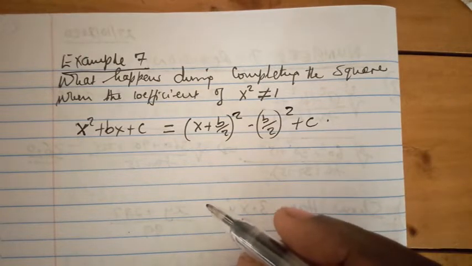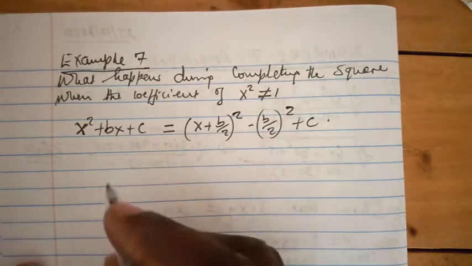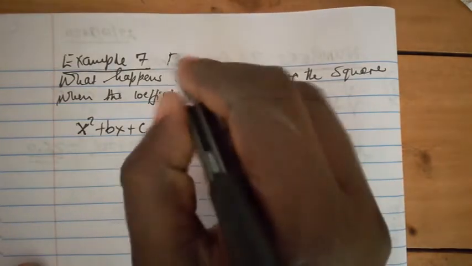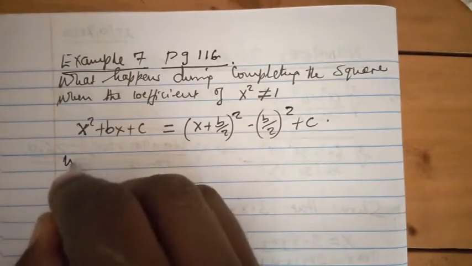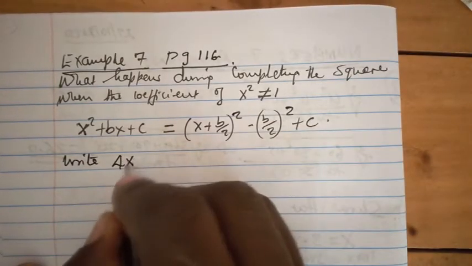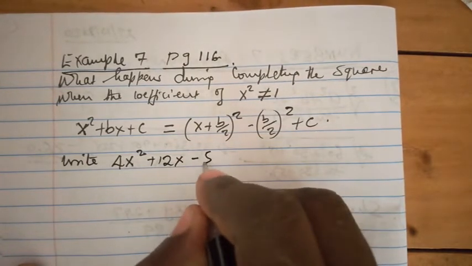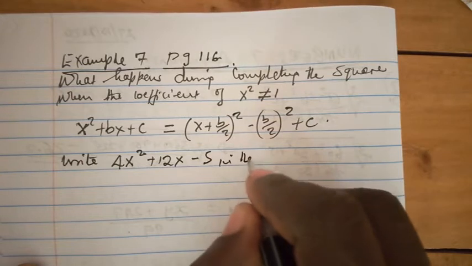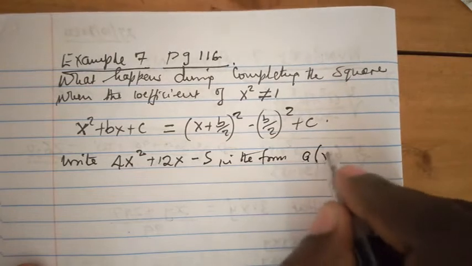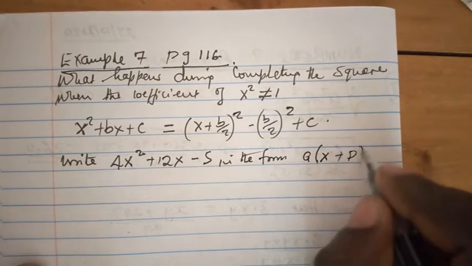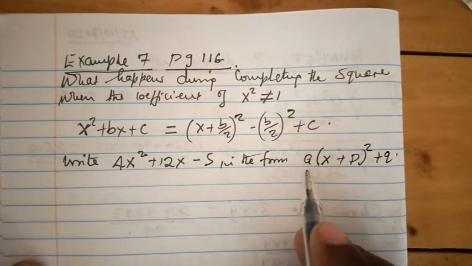And I'll just look at it through an example, example 7 on page 116, where we are told to write 4x squared plus 12x minus 5 in the form a(x plus p) squared plus q. Of course, you can see there's a coefficient outside this bracket.